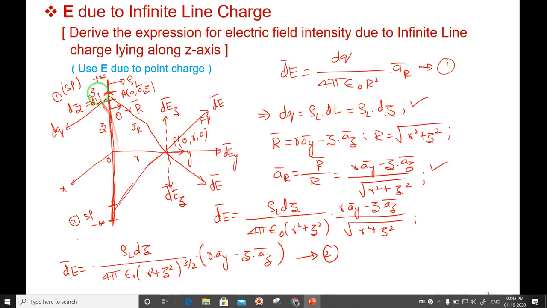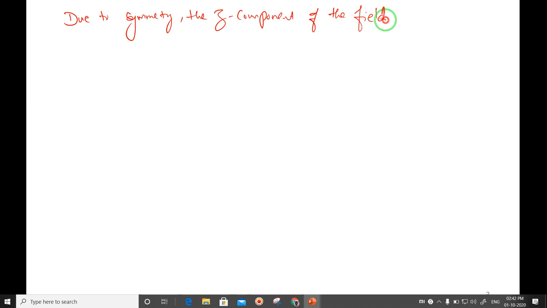Then observe here, due to this differential length of line charge at point 1, this is the differential electric field intensity we got. But if I consider the same differential length at point 2, then the z component will vanish, meaning this z component should not appear, right? So the z component should vanish in the field. So due to symmetry, I will write one sentence before. Due to symmetry, the z component of the field cancels or vanishes.